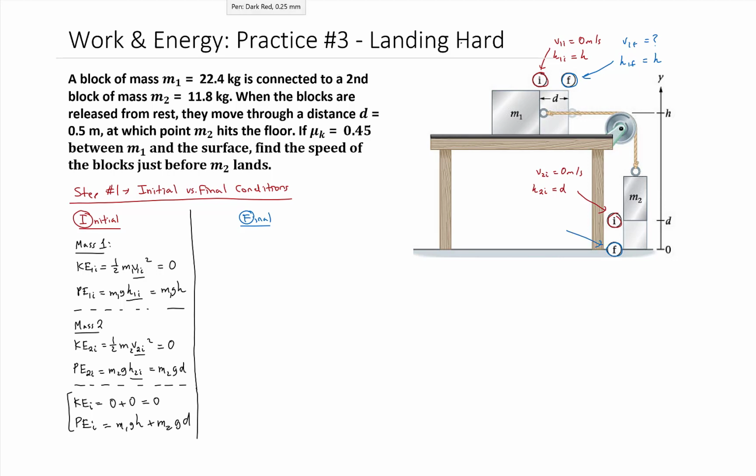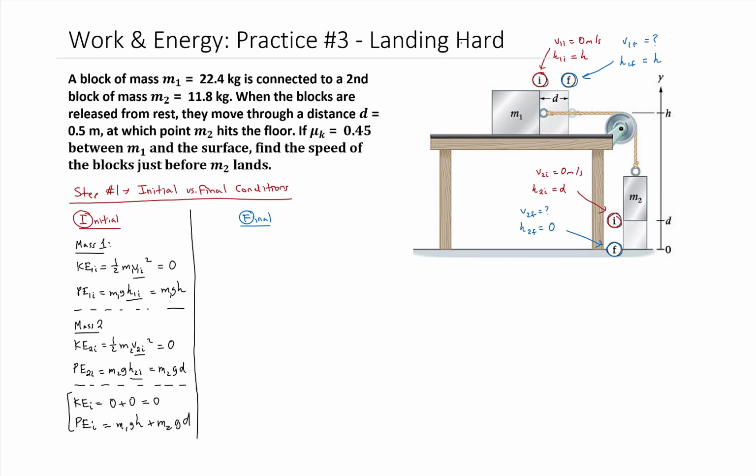Here, for the second block, we have v2f being the final speed of the second block, which we're trying to find. We don't know that yet. And we have h2f being equal to 0 because it hits the ground.